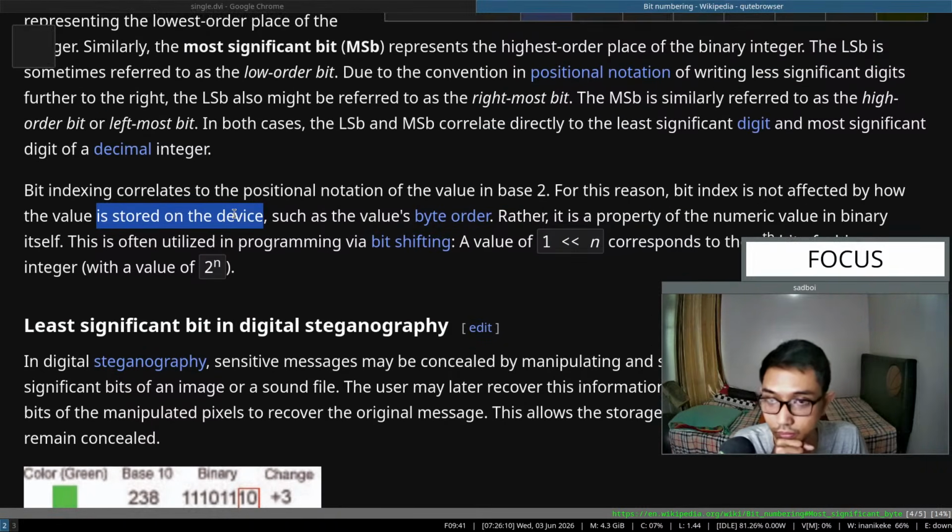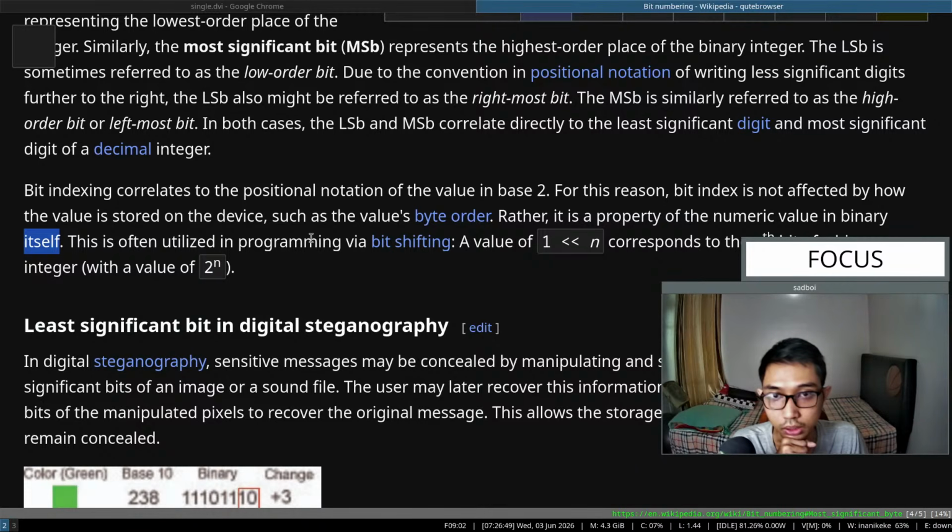Wait, what? Bit indexing correlates to the positional notation of the value in base 2. For this reason, bit index is not affected by how the value is stored on the device, such as the value's byte order. Rather, it is a property of the numeric value in binary itself.